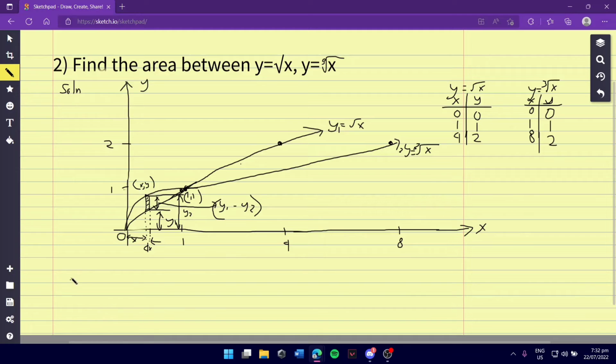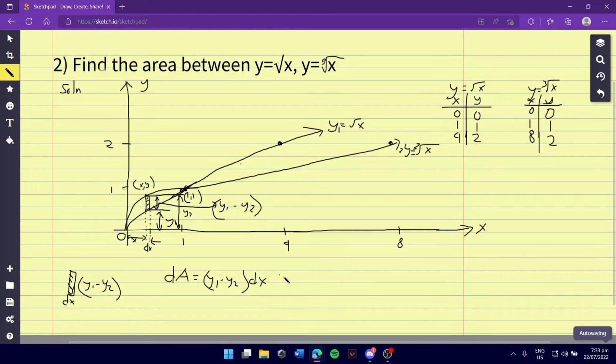So next, we'll take out the vertical strip. This is now your vertical strip. Then we'll label it. The length of your vertical strip is called your y1 minus y2. And then the thickness is called your dx. So we'll find our differential area. Right. This is your differential area. Now the formula for the differential area is your y. Since there are two y, we will call this y1 minus y2 times your dx.